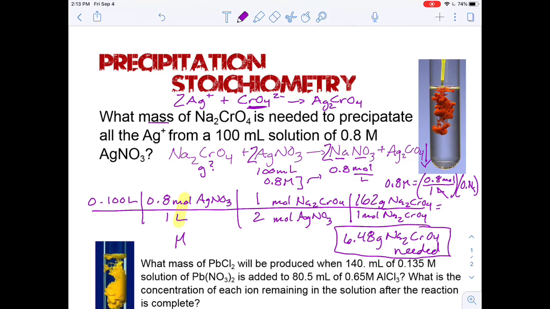If I have that much, it will cause all of the Ag+ in that solution to become my solid. So that's how you do the first problem.